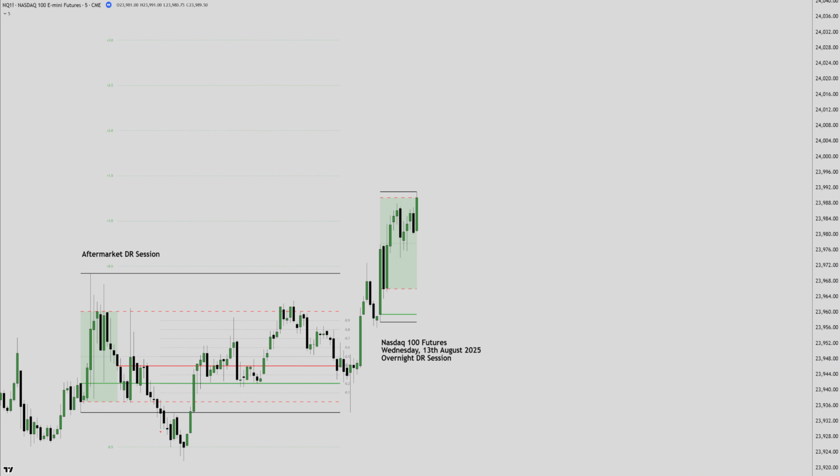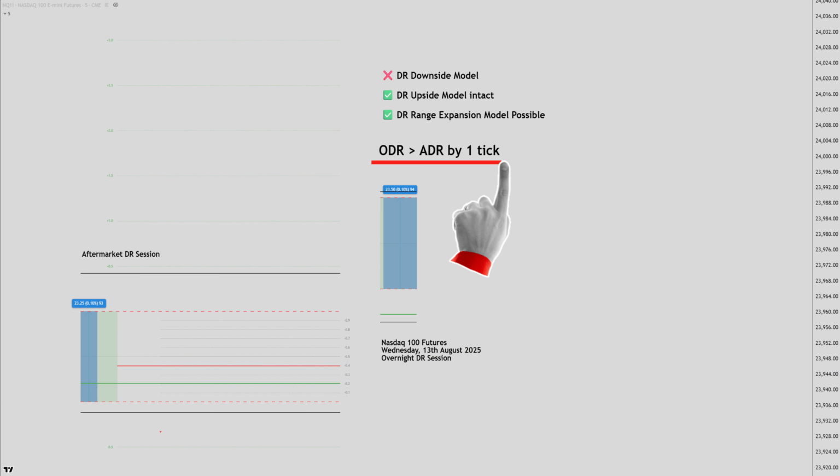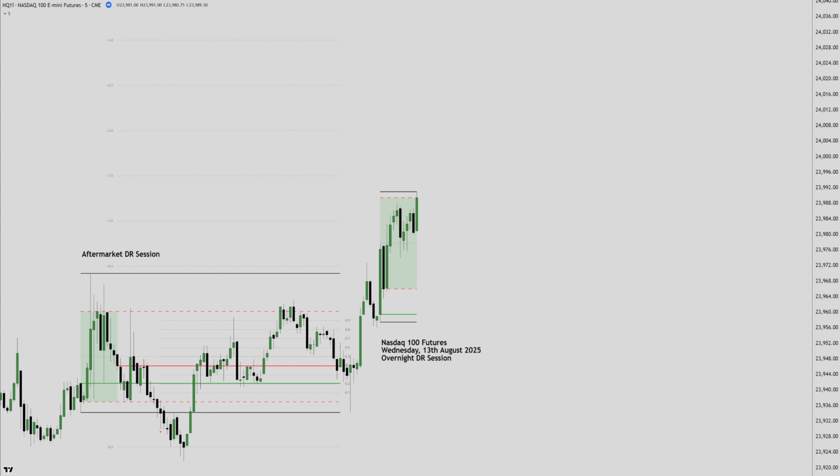But when looking closer, the overnight session expands the aftermarket session in its size by 1 tick. Therefore, not only a DR upside model is intact, but also a DR range expansion model, which could also turn to the downside, forming a trumpet-like price action. But with the green DR box, we get another strong probability already, a roughly 70% chance to see a DR long confirmation. And so it happens, the next 5-minute candle closes above the defining range high.